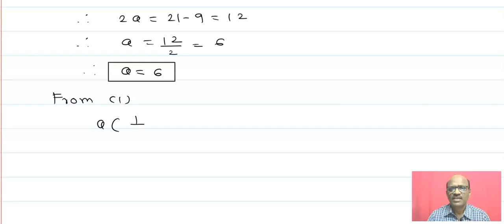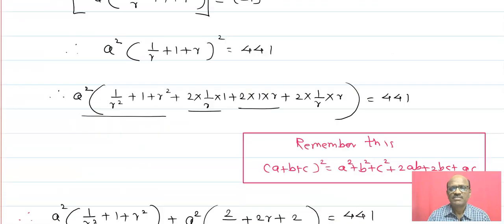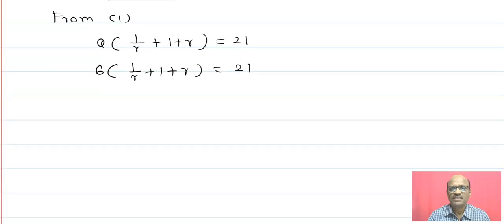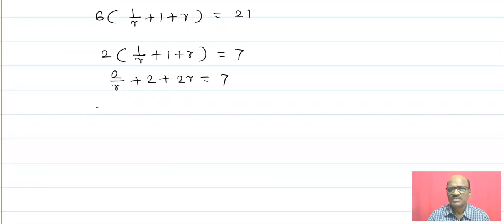Therefore, from 1, a in bracket 1 upon r plus 1 plus r is equal to 21. Therefore, 6 in bracket 1 upon r plus 1 plus r is equal to 21. Now substitute the values. Divide on both sides by 3. Now simplify this. That is, 2 is multiplied with 1 upon r plus 1 plus r. That is, 2 upon r plus 2 plus 2r equals 7. Now multiply on both sides by r.